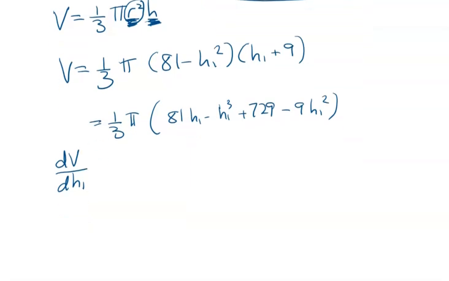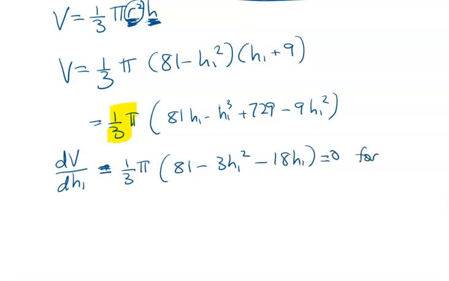Now, one thing that we can usefully do, hopefully at this point in the year, is since we've just got that constant sitting there, we can leave that sitting in here because we know that's going to be in every term. So we get 1/3 pi times 81 minus 3h1 squared minus 18h1. And that has to equal 0 for a max.